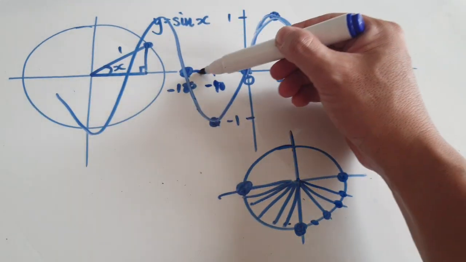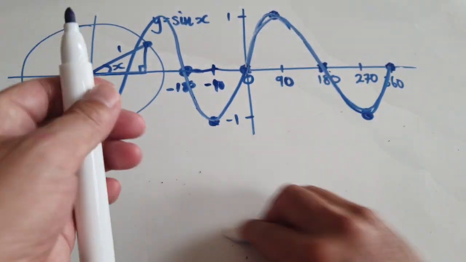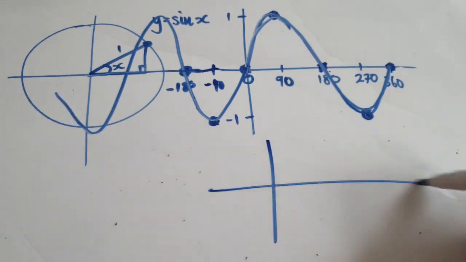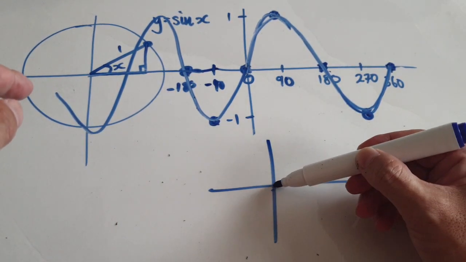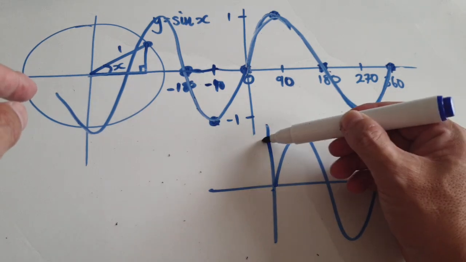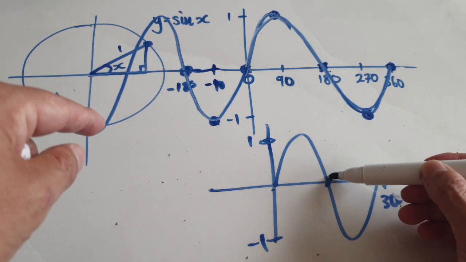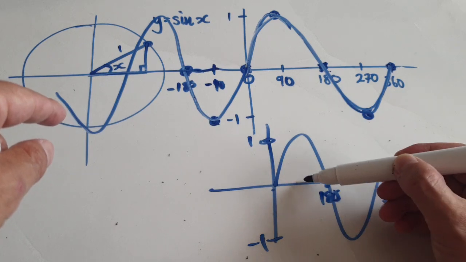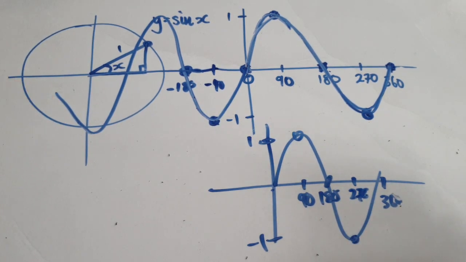If you extend it in the negative realm, the next time someone asks you to draw the sine graph, you can just do this. One cycle is 360. The amplitude would be 1. This here would be negative 1. And halfway is 180. 90 would be at 1. 270 would be negative 1. So that's what the sine graph would look like. Okay?